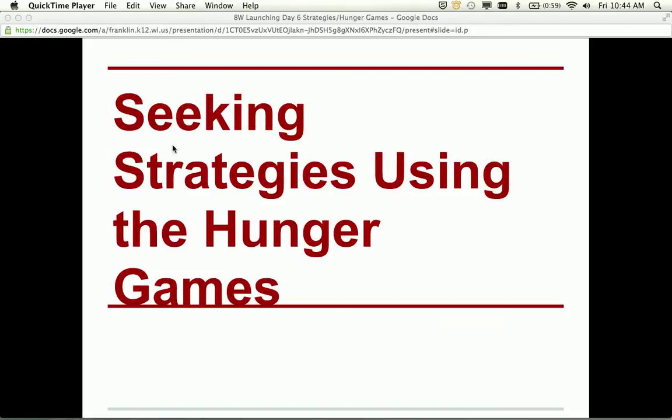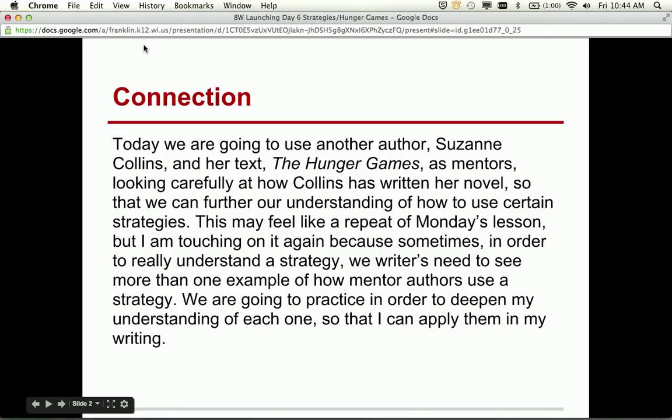Hi, today we're going to be seeking strategies using the Hunger Games as our mentor text. Today, we're going to use another author, Suzanne Collins, and her text, The Hunger Games, as mentors, looking carefully at how Collins has written her novel so that we can further our understanding of how to use certain strategies.